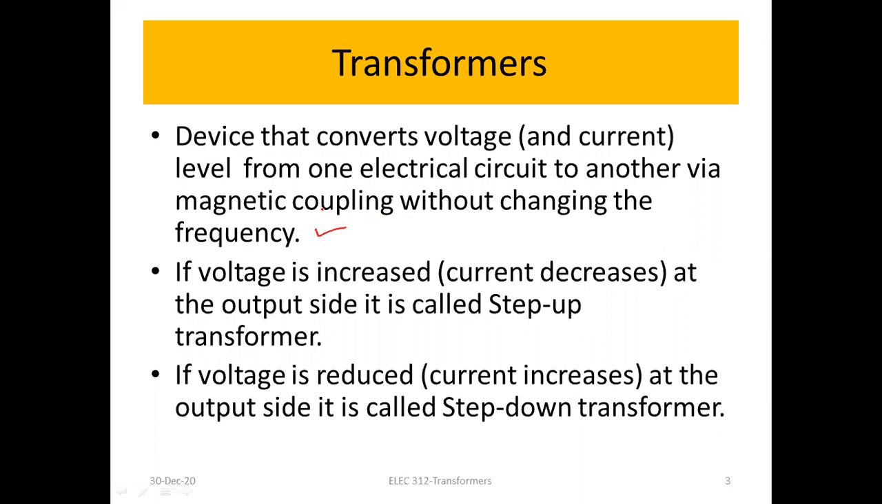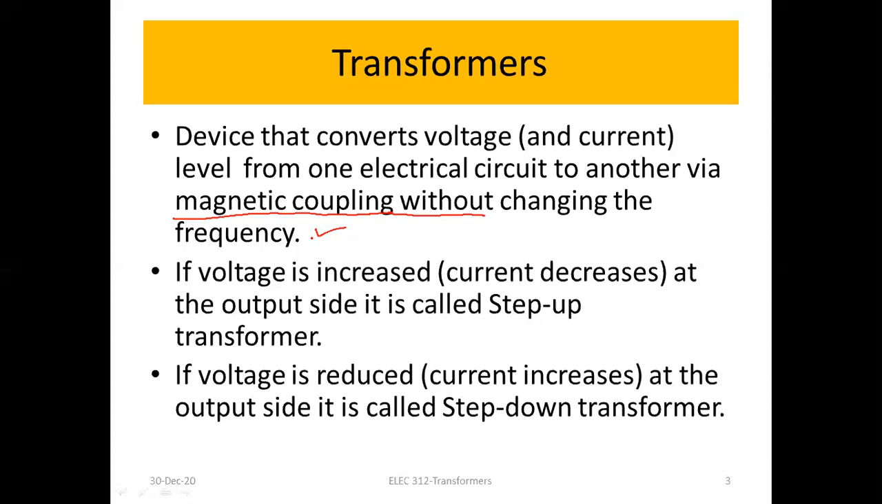This is the definition of a transformer. If someone asks you what a transformer is, the definition is: a device that converts voltage and current level from one electrical circuit to another electrical circuit via magnetic coupling. This magnetic coupling is the most important part, because without magnetic coupling, we could not transfer the electrical power from one side to another side in case of the transformer. So magnetic coupling is a very important part, and we need it. Without magnetic coupling, we cannot transfer the electrical energy from one side to another side.